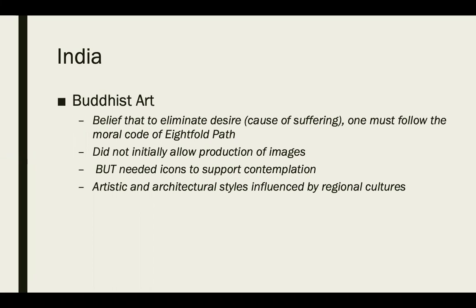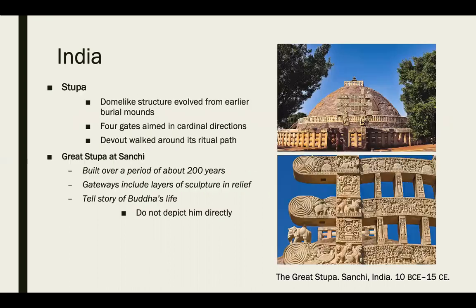Buddhist art: I'll give a little bit of history about each of the religions just so you have something to go off of if you're not familiar with them. Buddhist art comes from the belief that to eliminate desire, which is the cause of suffering, one must follow the moral code of the Eightfold Path. This did not initially allow for the production of images, but after a while, people really wanted icons to support their contemplation, and so we start to see them later on in the religion. The artistic and architectural styles are highly influenced by regional cultures.